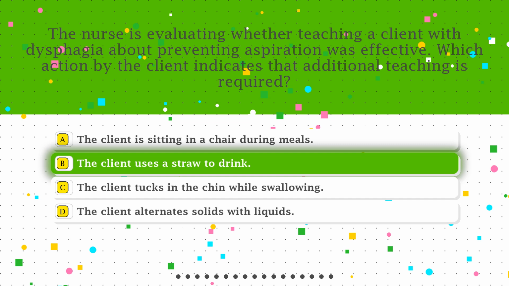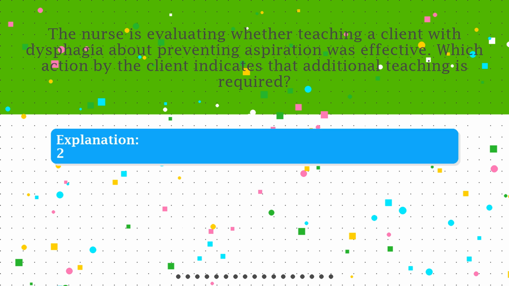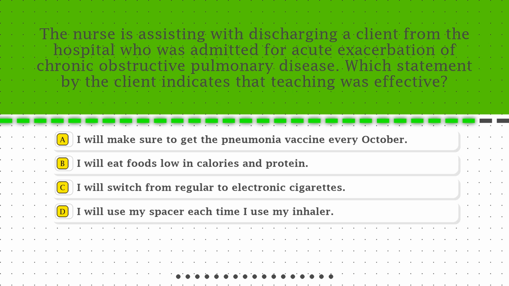The correct answer is option B. The client uses a straw to drink. Question 16. The nurse is assisting with discharging a client from the hospital who was admitted for acute exacerbation of chronic obstructive pulmonary disease. Which statement by the client indicates that teaching was effective? Option A. I will make sure to get the pneumonia vaccine every October. Option B. I will eat foods low in calories and protein. Option C. I will switch from regular to electronic cigarettes. Option D. I will use my spacer each time I use my inhaler.